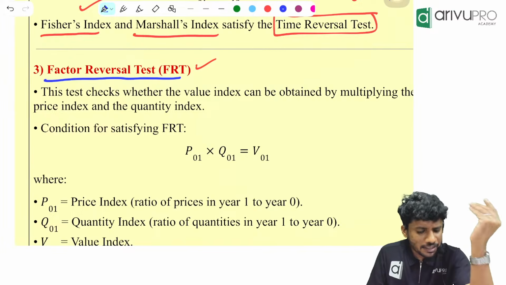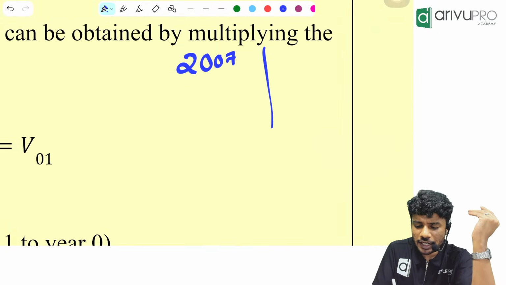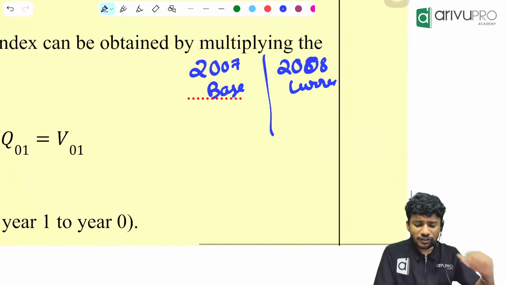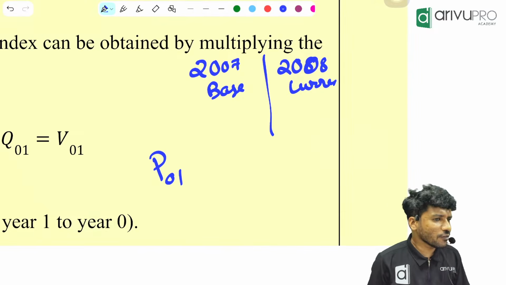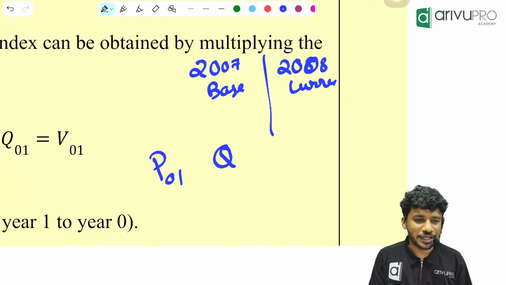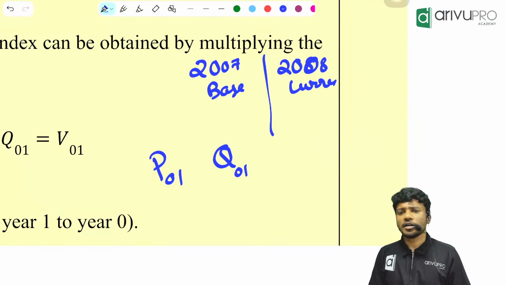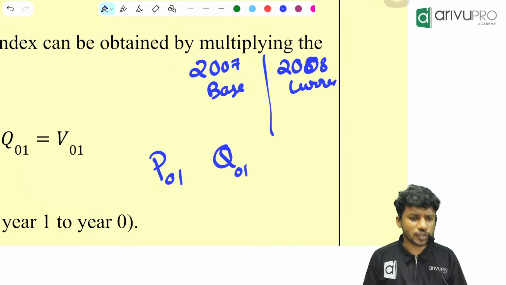Now, in factor reversal test, there will be a year, 2007, and 2008. We will take 2007 as the base year and 2008 as the current year. First I will find a price index number. What did I find, people? One price index number, P01. Then I will find one quantity index number. Taking the quantity, I will find an index number, let it be Q01. I got P01 and quantity index number Q01.